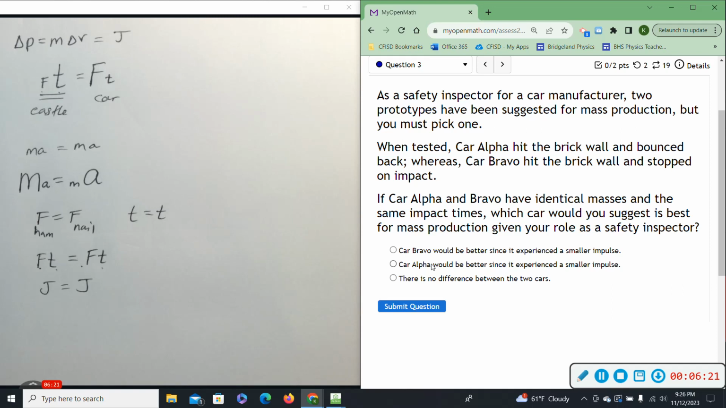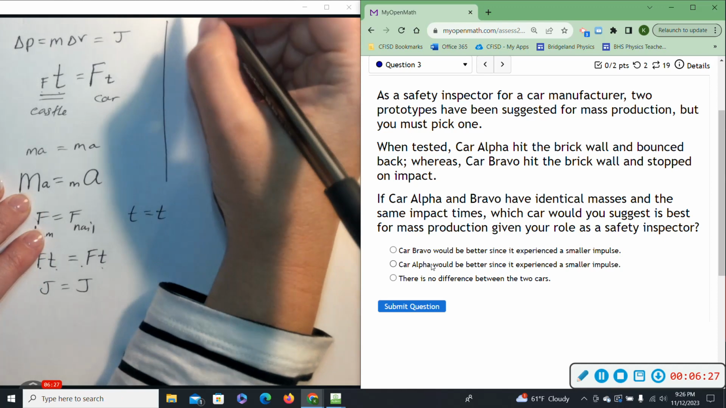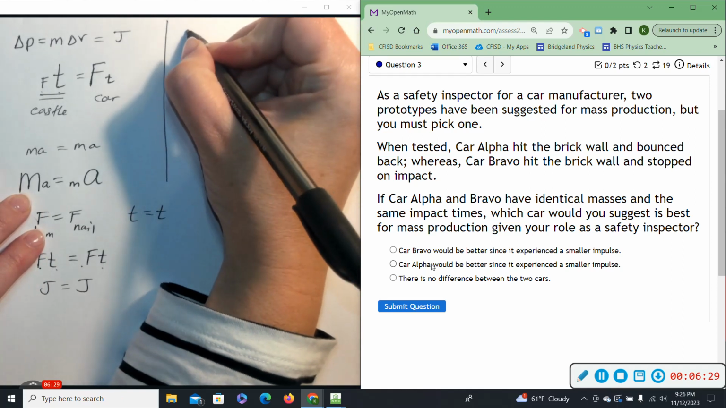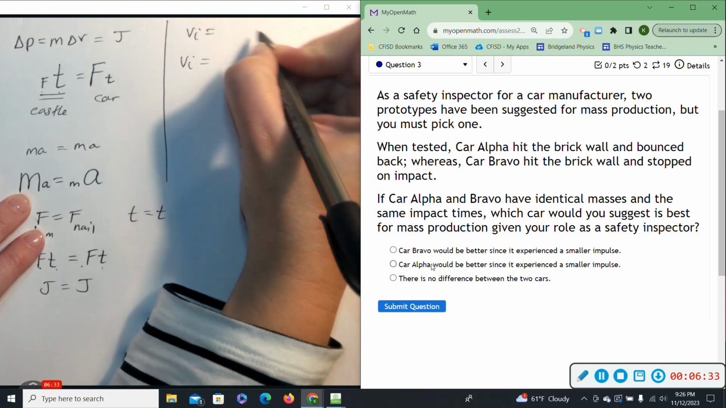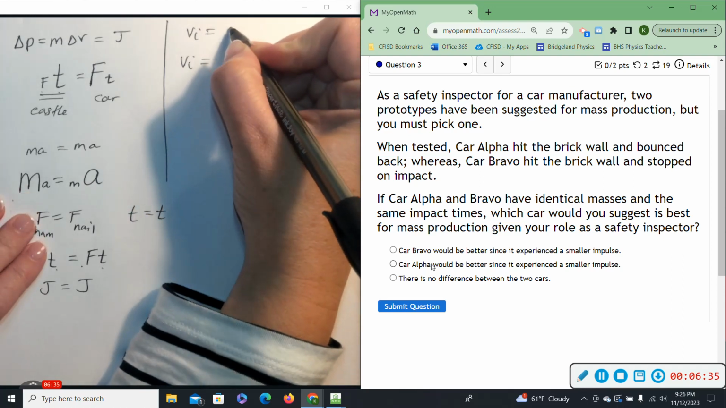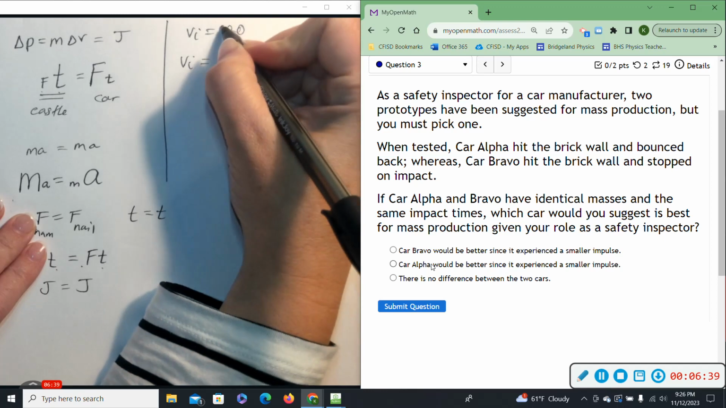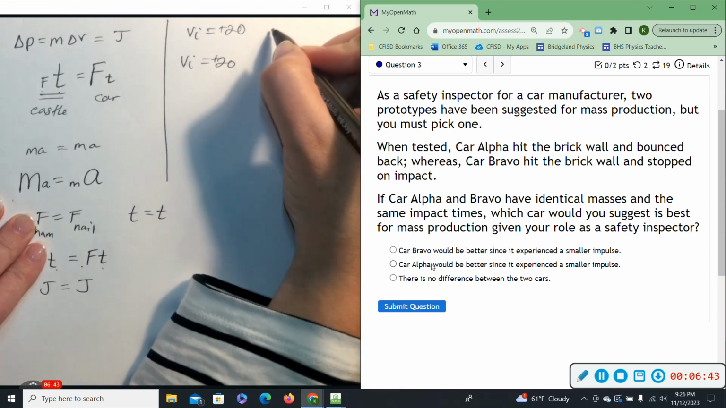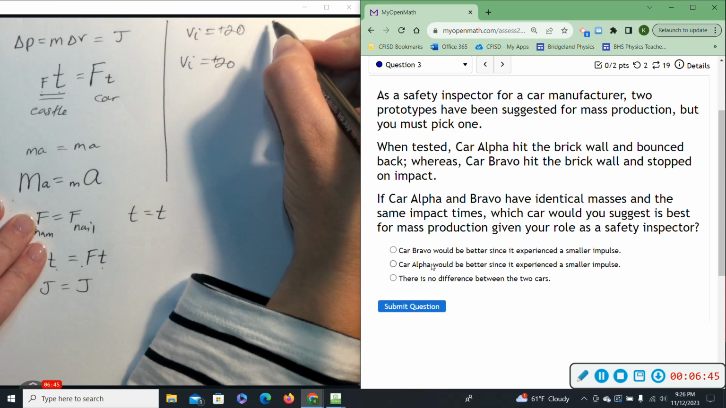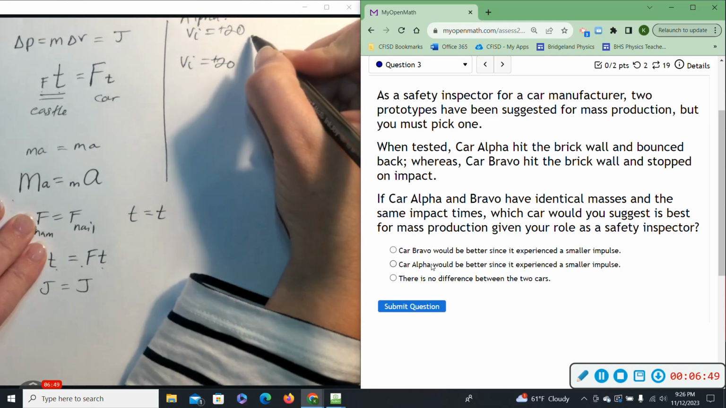Okay, and we talked about this in class as well. Something that hits and stops versus something that bounces back. If you have something, let's say they're both moving with the same initial velocity. So let's just make up a number, and let's say that they're both moving with an initial velocity of 20. Okay, positive 20, they're going forward. The one that bounces back, let's go with car Alpha first.